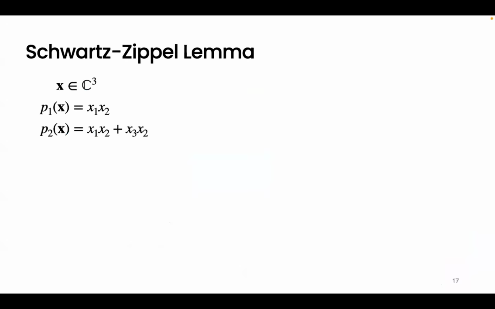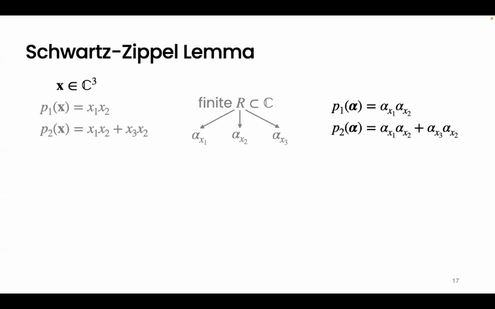Our goal is, given these two polynomials over some variables that are complex numbers, to check if they're equivalent. A very simple way to do this is to set some finite subset of the domain of my variables, and then sample a value for each variable uniformly and independently. Then I instantiate the polynomials, evaluate them, and check if they evaluate to the same value. If they evaluate to different values, then we know for sure the polynomials are not equal.